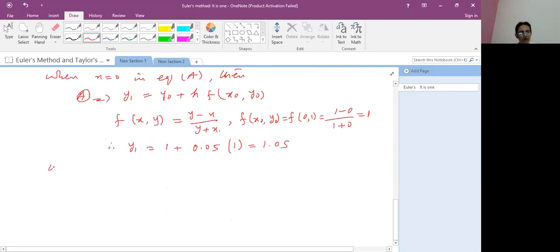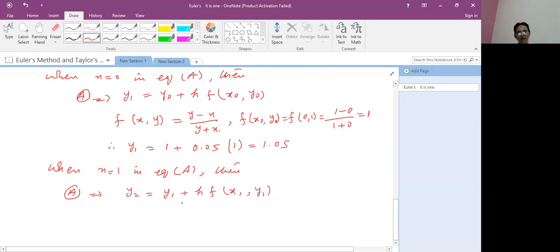Now similarly, student, when n is equal to 1, if we put it again in equation number A, we get y2 is equal to y1 plus h times f of x1, y1. What is x1, y1, student? x1 is equal to 0.05 and y1 is equal to 1.05. You have determined.